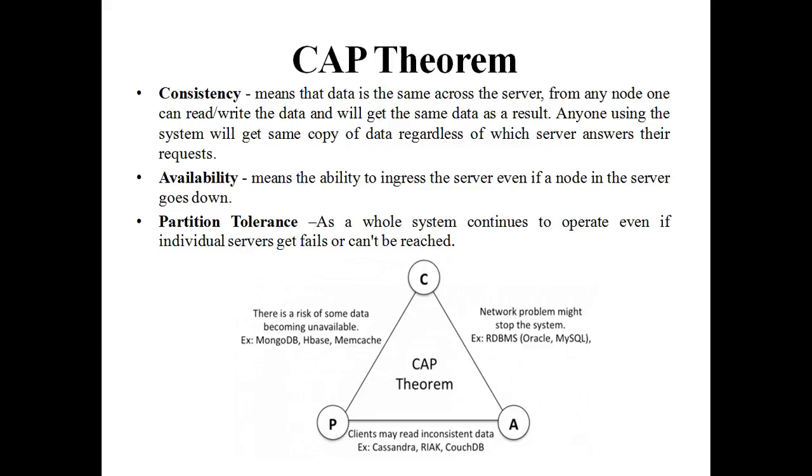The CAP theorem, which supports NoSQL databases, has consistency. That means whatever input you give, you will get the same as an output. Availability means 24/7 availability, and partition tolerance means the system continues to operate even if a single system fails.